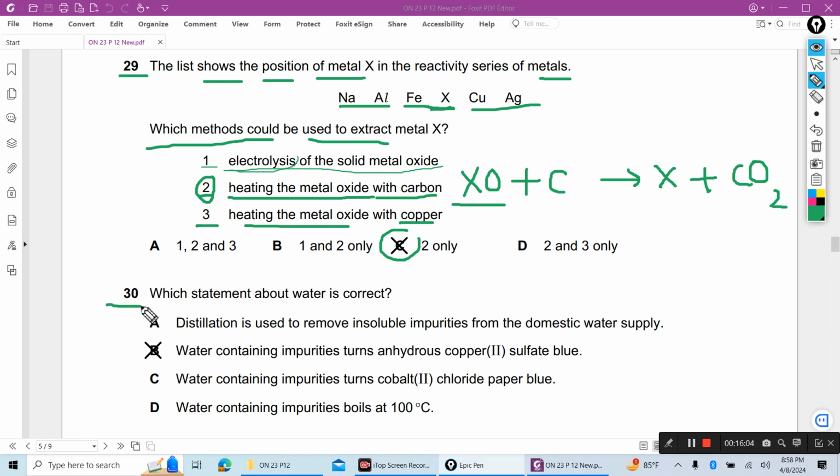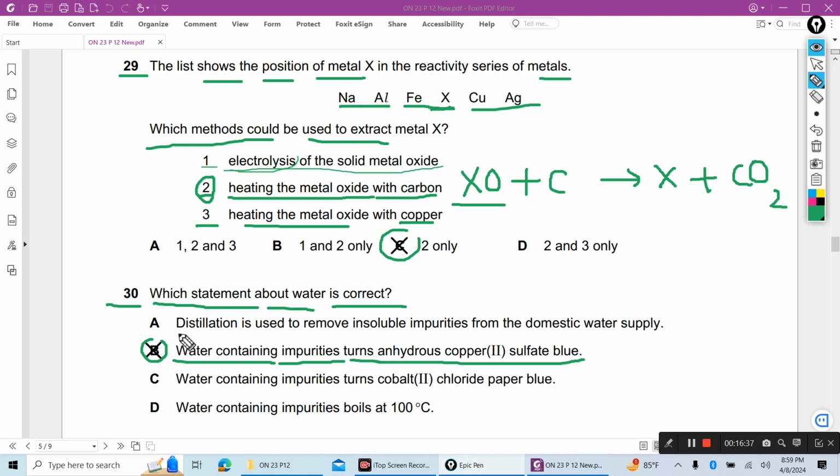Then 30. Which statement about water is correct? B is the correct answer. Why? Water containing impurities turns anhydrous copper sulfate blue. Yes, this is true. This is just a test for water, so impurity here doesn't matter. As water is present, water turns anhydrous copper sulfate from white to blue.